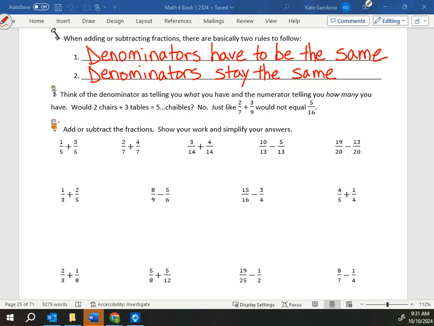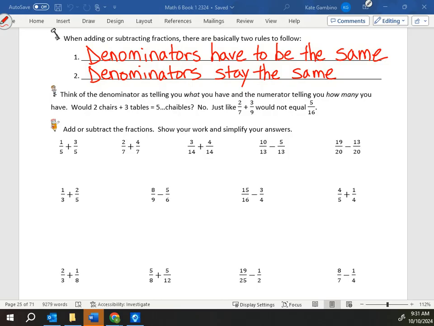Okay? You have to get the denominators to be the same using those equivalent fractions. We've been practicing equivalent fractions. Whatever scale factor we're using, we multiply the denominator and the numerator by the same number. We cannot just do the denominator. We have to do both the denominator and the numerator.